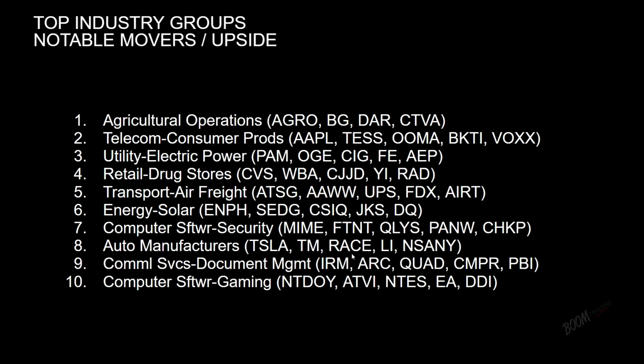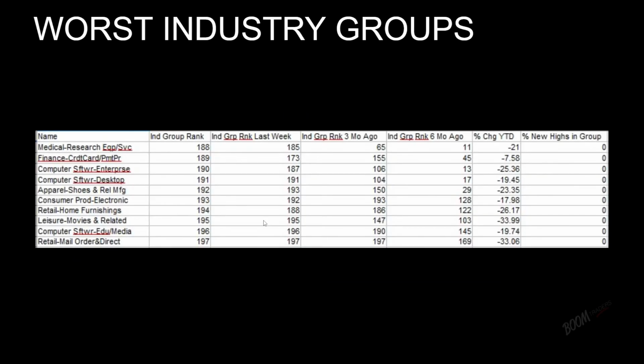Unfortunately, the stock itself is rather gappy, so it gaps up, gaps down, gaps up. Really hard to trade, but I really like the ticker. Communication services, document management. I think we took a position in IRM. And last but not least, computer software gaming. That's Nintendo right here, and they have ATVI, which is Blizzard, and EA, Electronic Arts. So basically, these are the companies, the industry groups that have moved the most to the upside from last week to this week in terms of relative strength for the entire group.